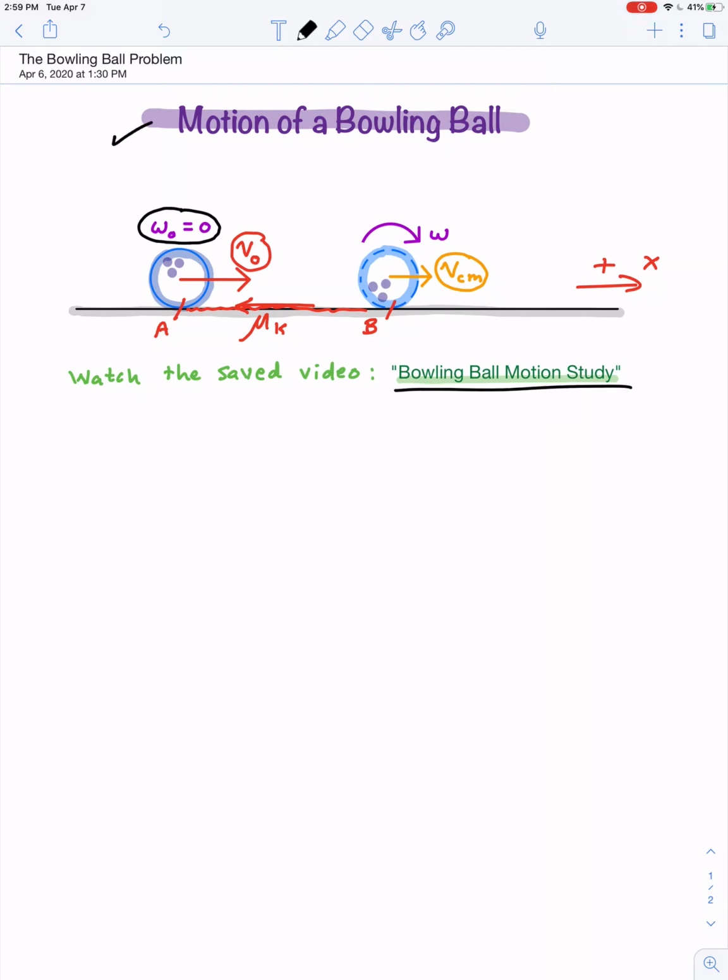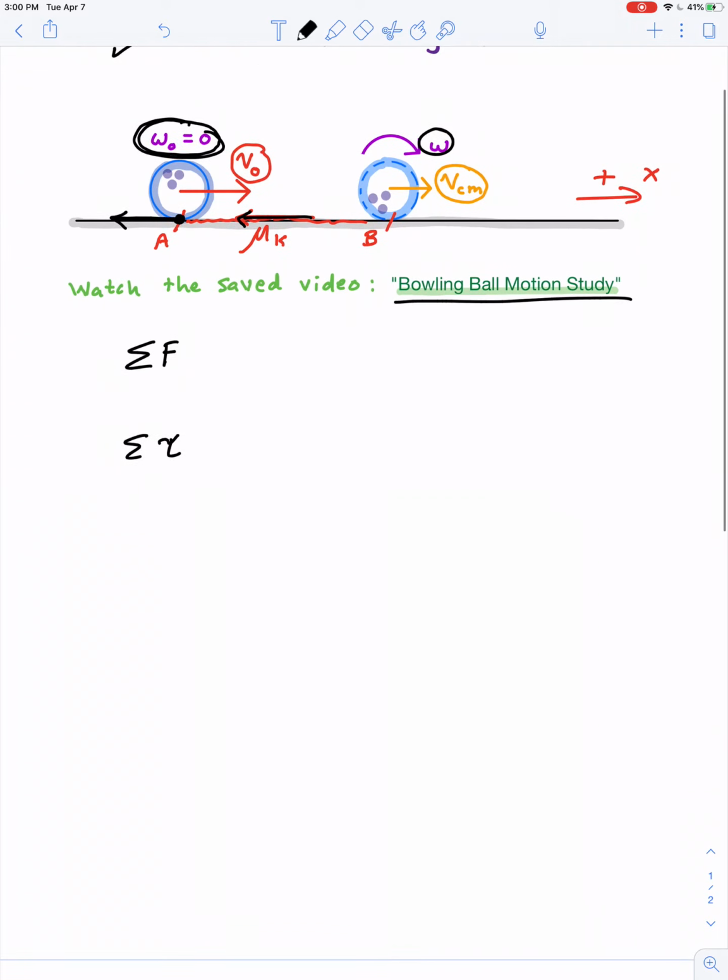I want to imagine a case where the bowling ball has no spin when it first comes out of your hand, but that force of kinetic friction not only slows the ball down, but it provides a torque. See, that force of friction is actually acting here at the contact point. And so that provides a clockwise torque that brings the angular velocity from 0 up to some other final value. So let's consider the net force that's acting on the ball, as well as the net torque that's acting on the ball, in order to answer two questions.